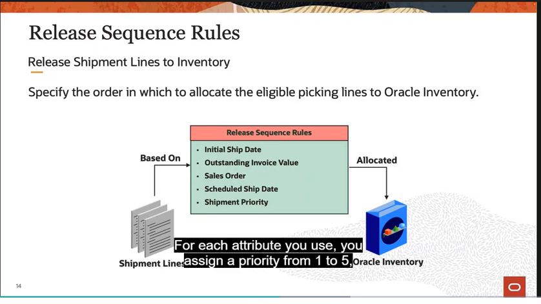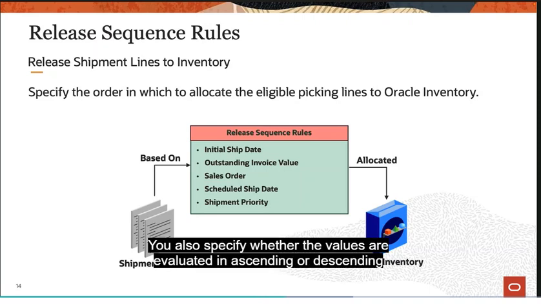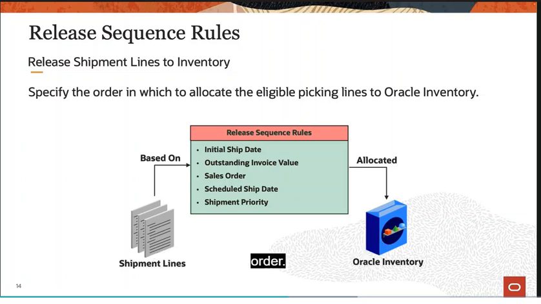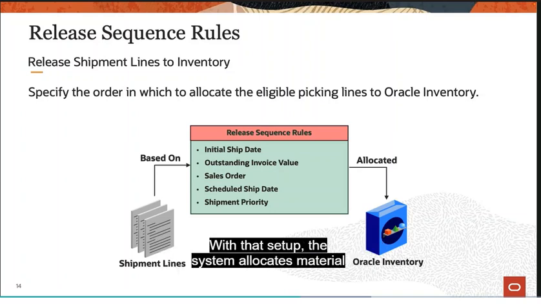For each attribute you use, you assign a priority from 1 to 5, where 1 is the highest. You also specify whether the values are evaluated in ascending or descending order. For example, you may set shipment priority as priority 1 in ascending order and schedule date as priority 2 in ascending order. With that setup, the system allocates material first to the lines with the highest shipment priority and then to the lines with the earliest schedule dates.